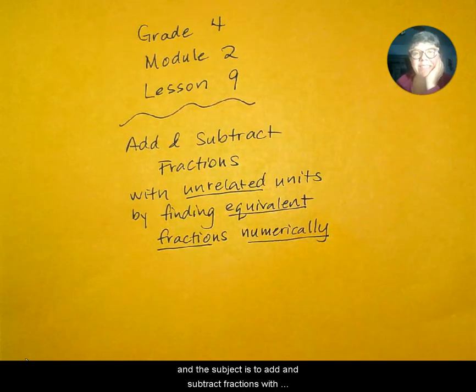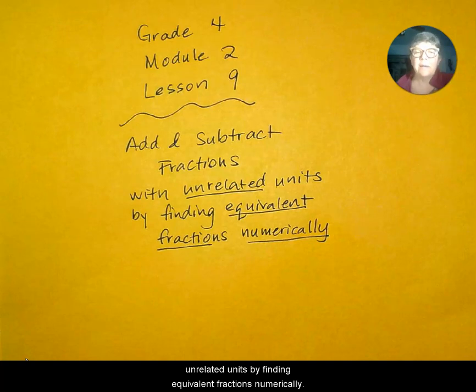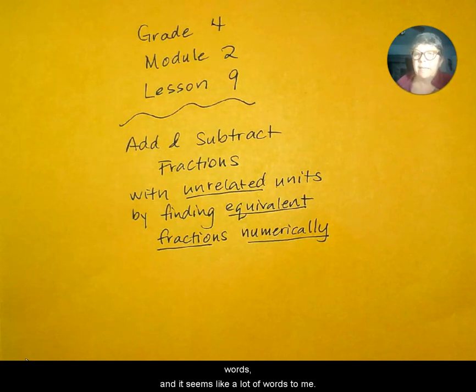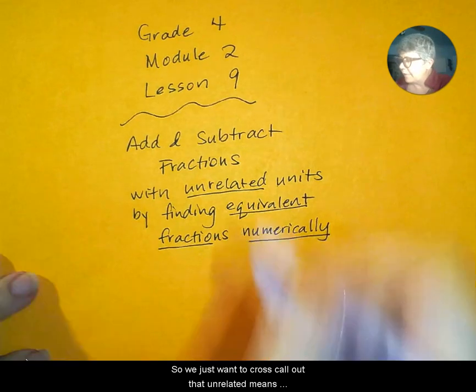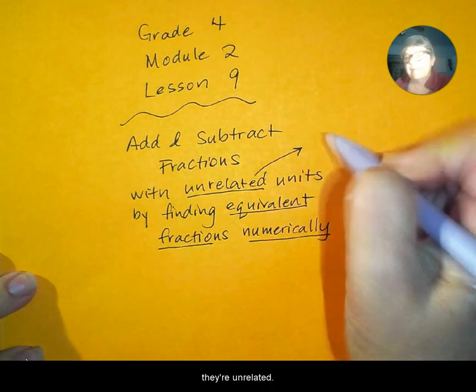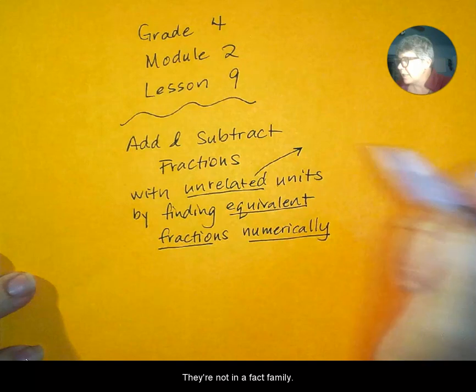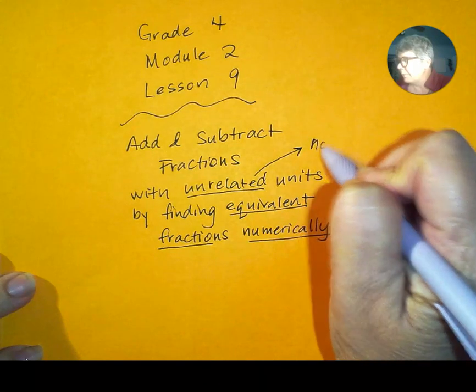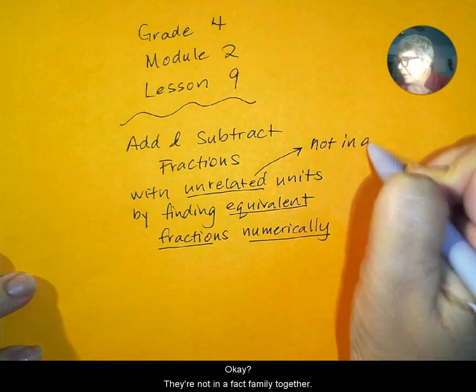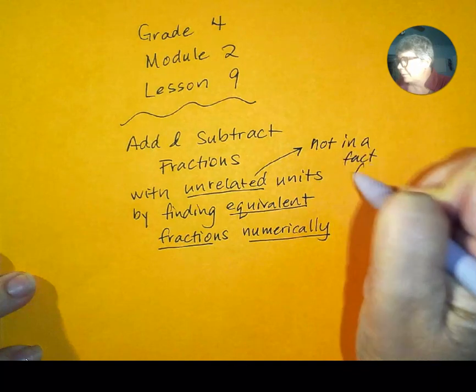And the subject is to add and subtract fractions with unrelated units by finding equivalent fractions numerically. Now that may seem like a lot of words, and it seems like a lot of words to me. So we just want to call out that unrelated means they're unrelated. They're not in a fact family. Okay, they're not in a fact family together.